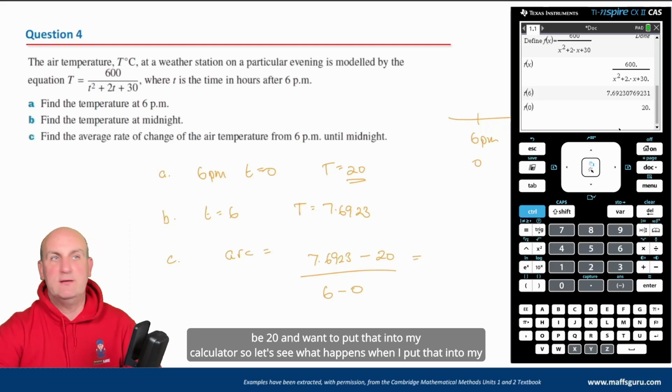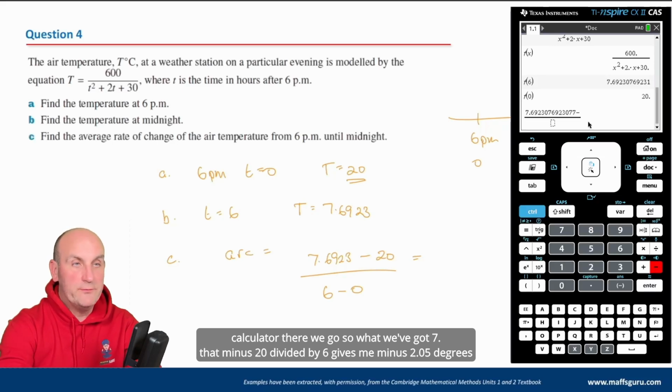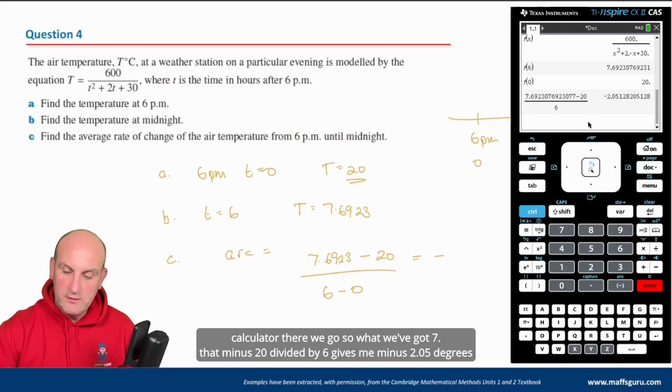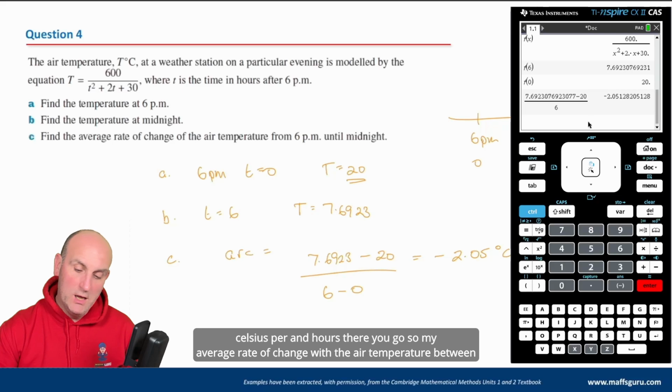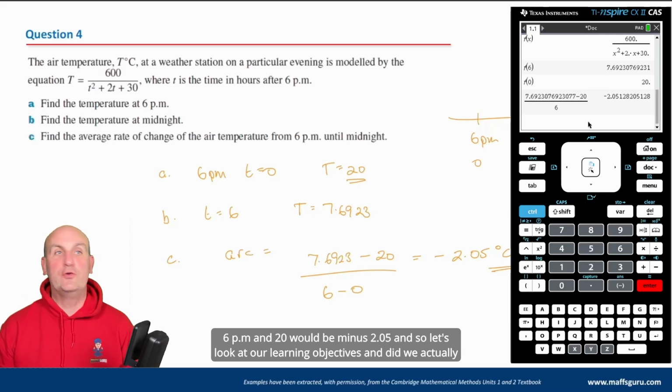Let's see what happens when I put that into my calculator. There we go. 7.6923 minus 20, divided by 6, gives me minus 2.05 degrees Celsius per hour. So my average rate of change of the air temperature between 6 p.m. and midnight is minus 2.05.